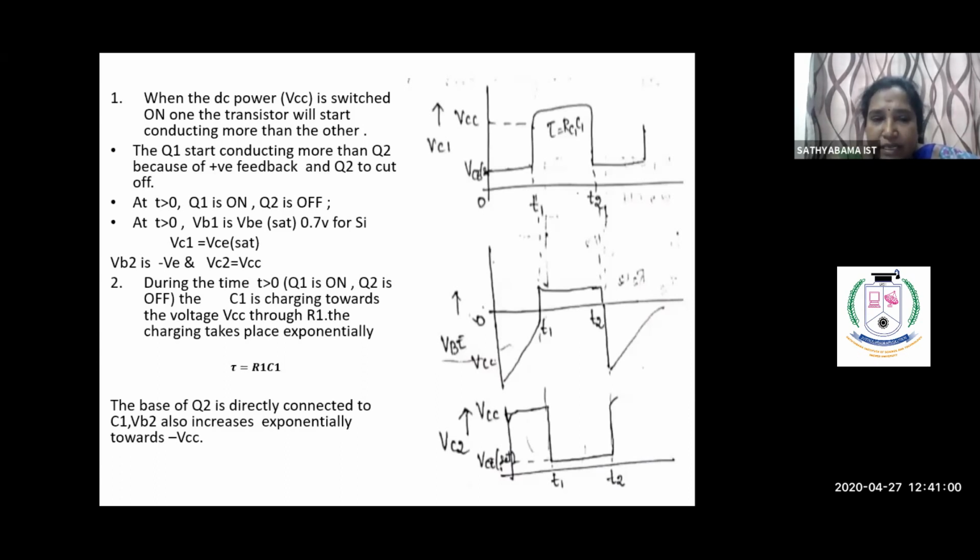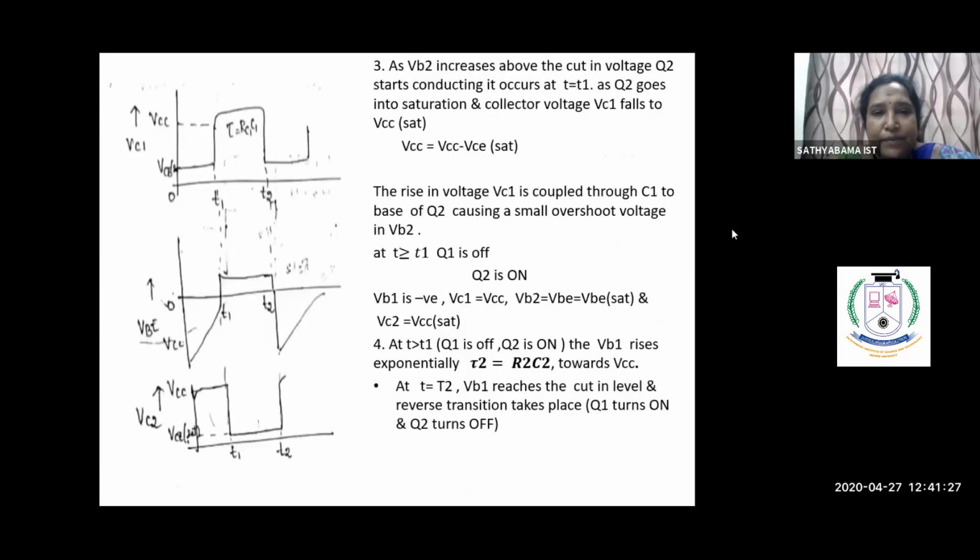As I told earlier, C1 is charging towards the voltage VCC through the R1 resistance, so the charging takes place exponentially. The time constant tau is equal to R1 into C1. The base of Q2 is directly connected to C1, so VB2 also increases exponentially towards VCC. Got it? Next, we'll go to the next time.